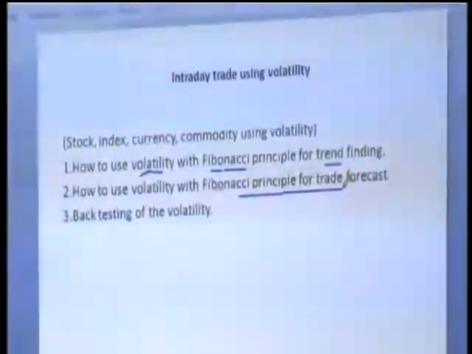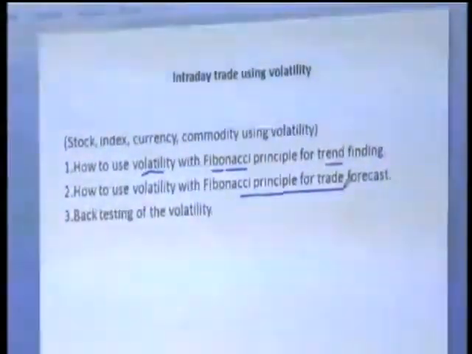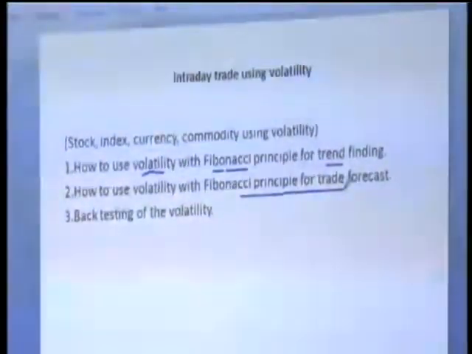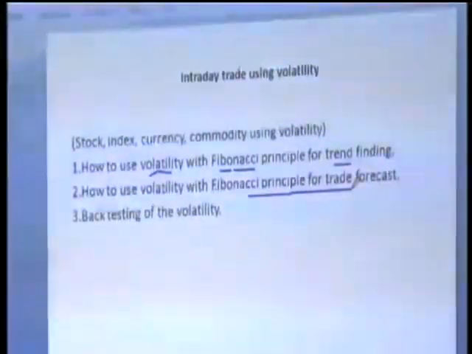One method I have already explained in the Gann's presentation, wherein also you are finding the trend as per the Gann angle principle. You are also using that principle, you are initiating the trades. So once you accommodate volatility with the Fibonacci principle or Gann principle or Elliott principle, these three existing principles become very powerful, and that principle becomes a dynamic principle.